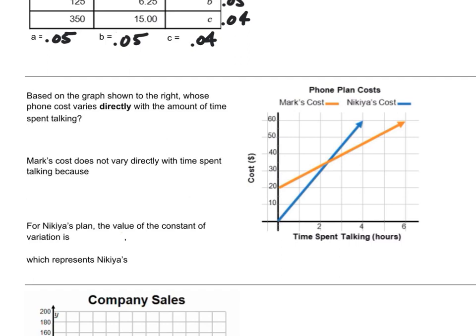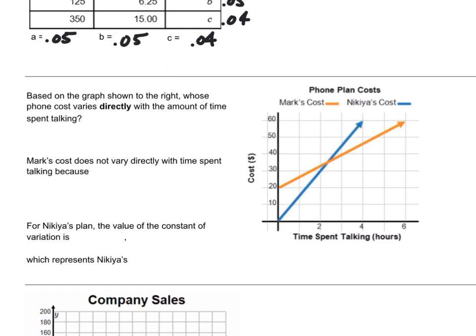So let's take a look. Based on the graph shown to the right, here's our graph: cell phone plan costs. You've got the cost as your y-axis, and time spent talking in hours as your x-axis. So based on the graph, whose phone cost varies directly? Which one of these goes directly towards the origin?